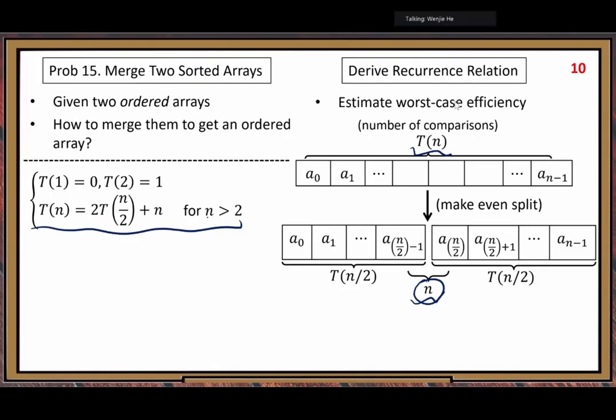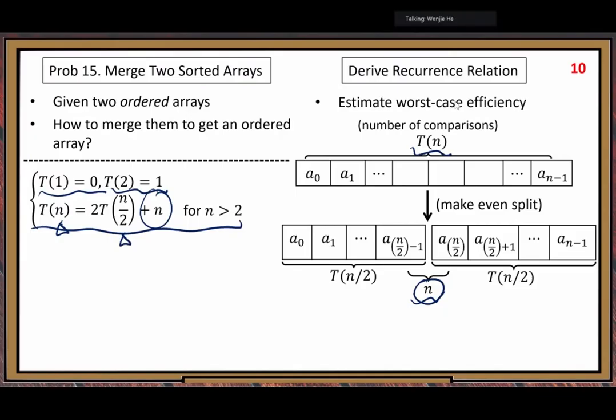Then our recurrence relation becomes simple. Two base cases: one element, no comparison; two elements, one comparison. Then for the remaining T of n, to do merge sort on an array with n elements, you need to split evenly. Each subarray is approximately n over 2, and when you do the merge, you need n comparisons.